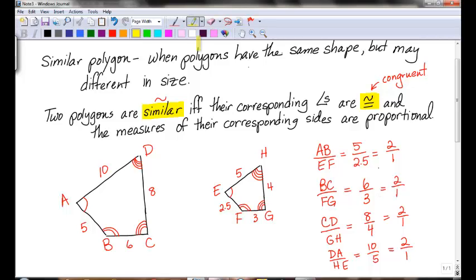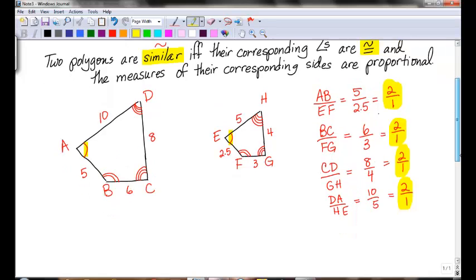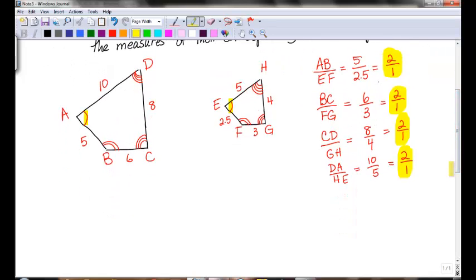So for these to be similar, angles have to be congruent, and all the sides have to be in the same ratio. Like if two of these were 2 to 1 and one of them was 3 to 4, it's not similar. They all have to be in the same ratio. When you write these, the order that you write them makes a difference. Since these are polygons, this is what they call the similarity statement.